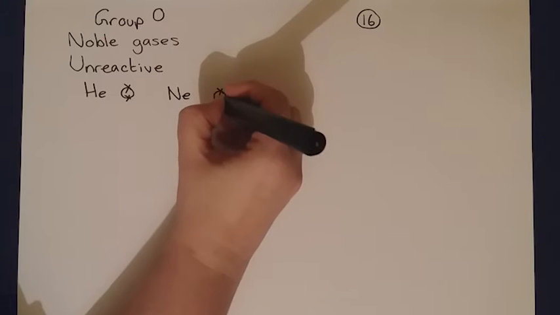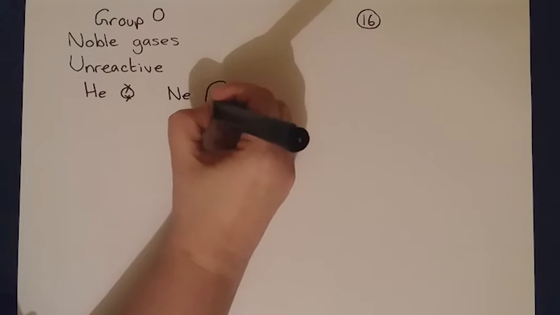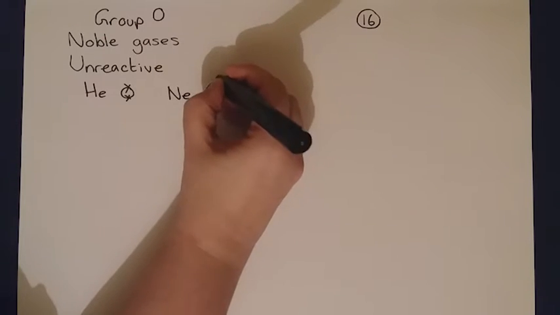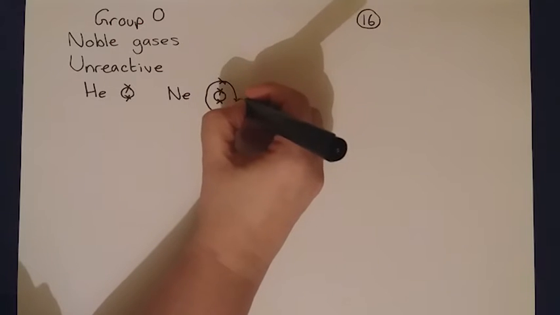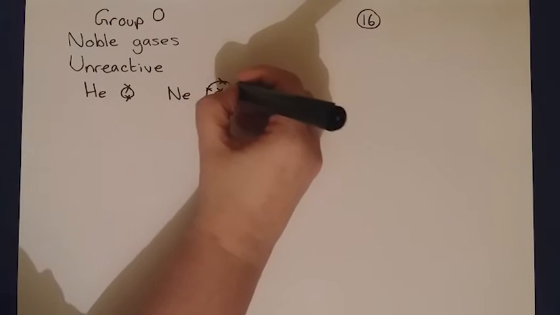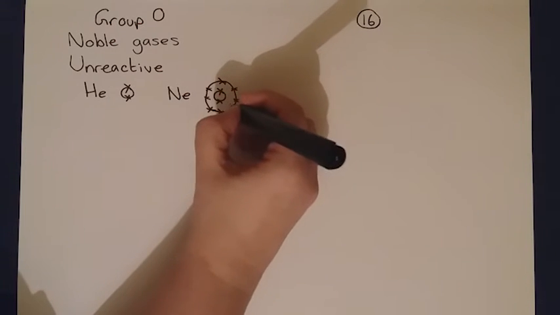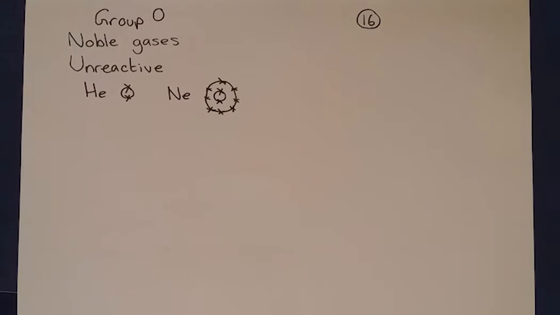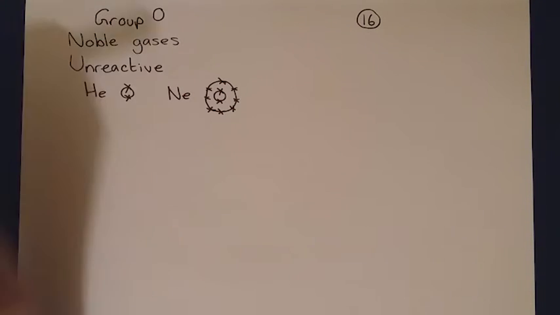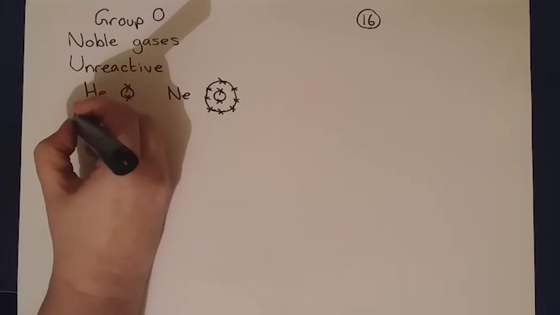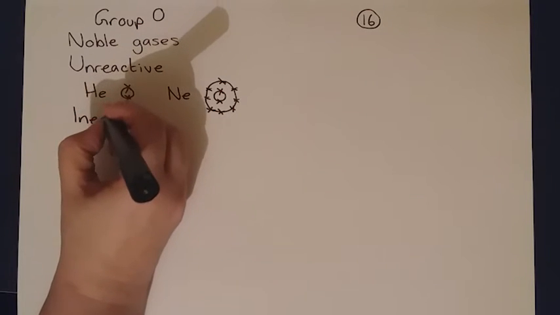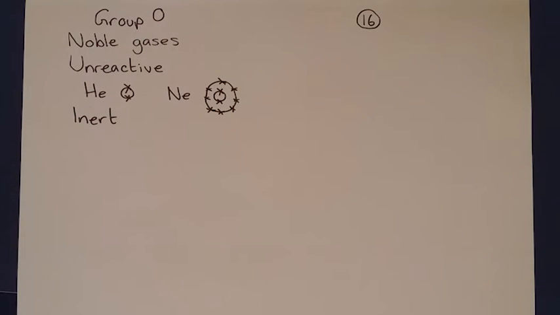So, for example, helium has a full shell with 2 electrons on. Neon has a full shell with 8 electrons on. Because their outer shells are full, this means that they do not need to lose or gain electrons to become more stable. The word we use to describe the unreactivity of the noble gases is that they are inert.